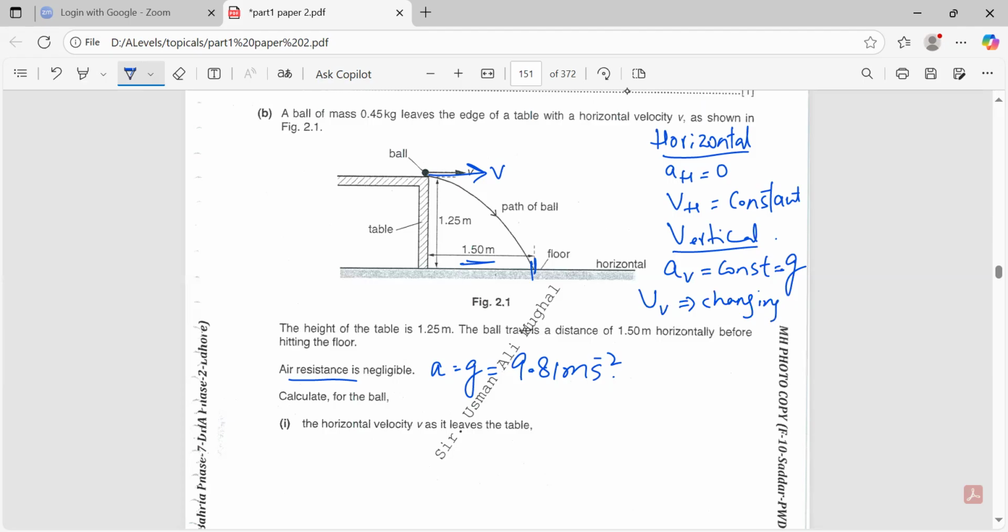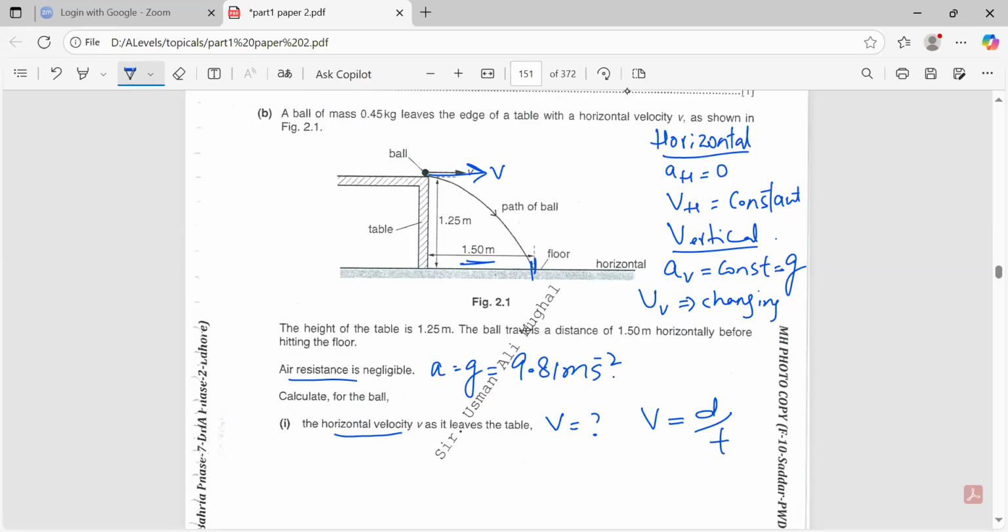So let's see, we need to find out the horizontal velocity, which is mentioned in the question as v. So we have to find out the value of v. For finding out the horizontal velocity, we are only going to use the formula distance over time. Why? Because acceleration is zero and speed is constant. And whenever the speed is constant during that motion, we use the formula v equals d divided by t, distance over time.